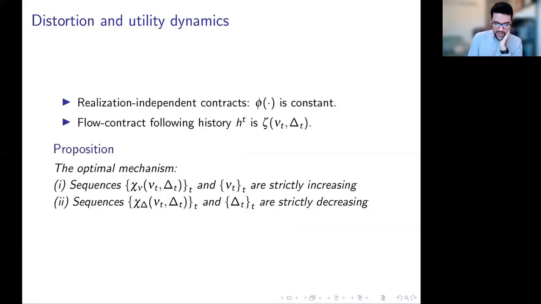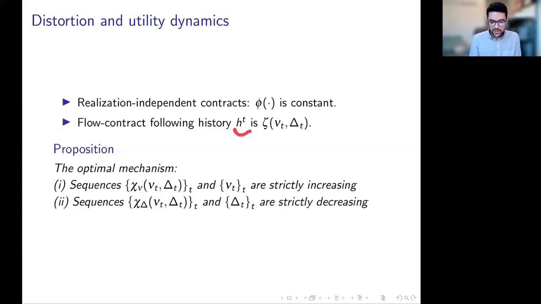So let's look first at the case of realization-independent contracts, which is the extreme case that I mentioned before, where this phi function is constant. What this means is that the contract offered to the agent within a period will only depend on the history of announcements up to that period, and it doesn't depend on the history of income realizations at all. This is useful because it is the simplest case to look at, but also because it is more comparable to the standard dynamic mechanism design literature, where the only source of information over the course of a mechanism comes from the announcements of the agent. So this is the underlying assumption in this extreme case.